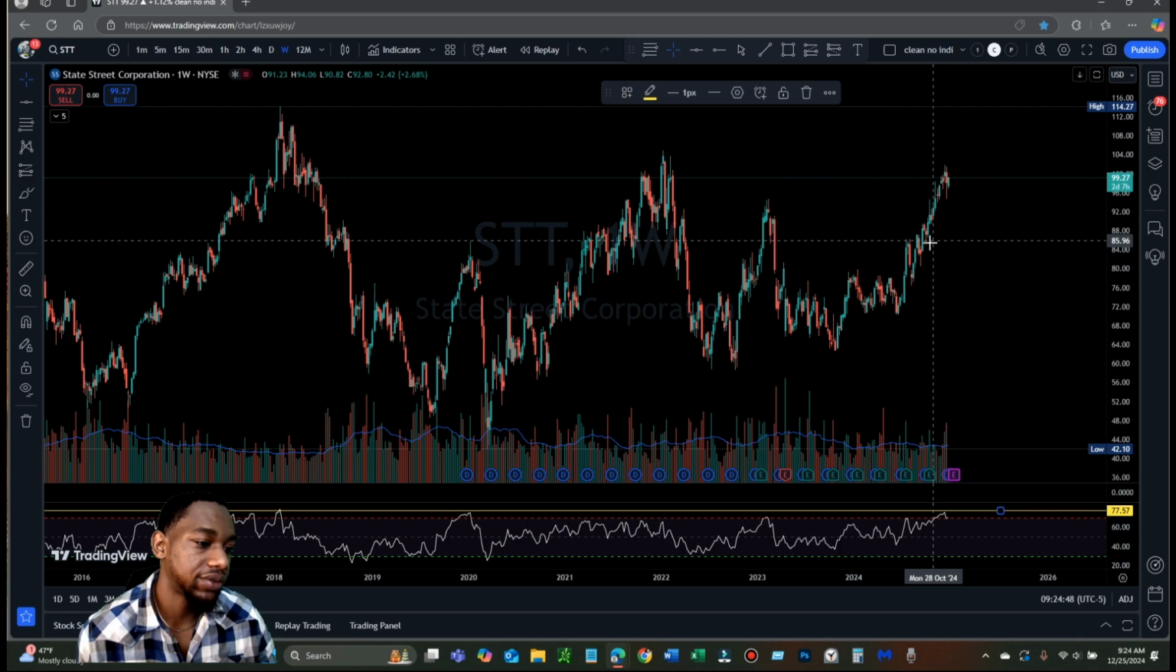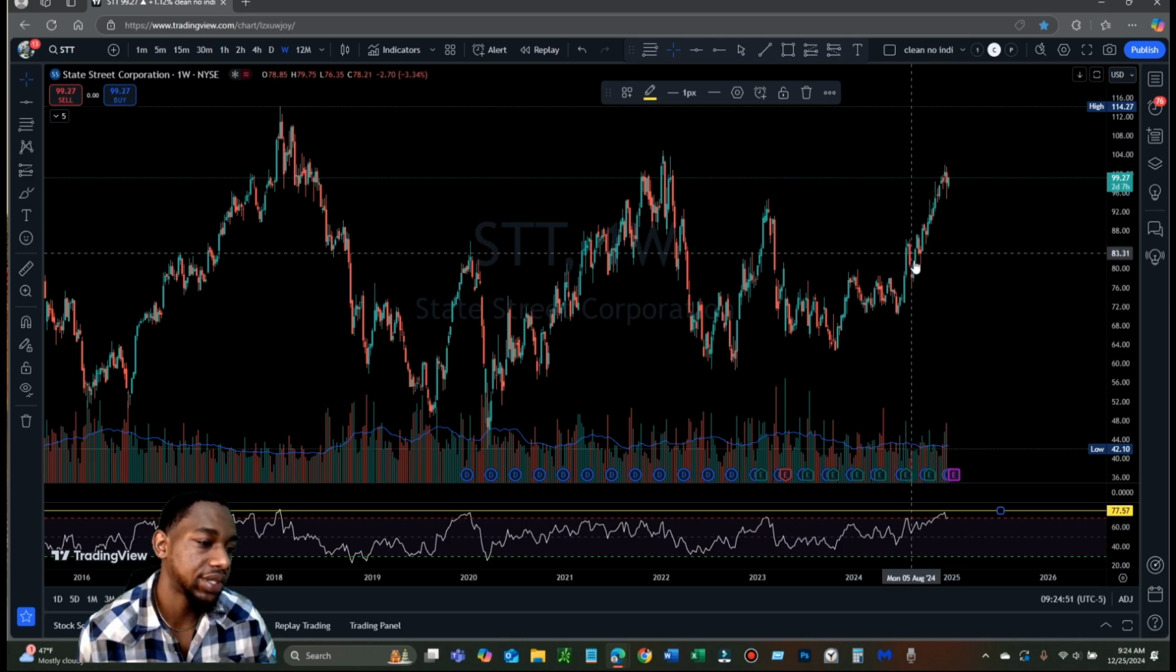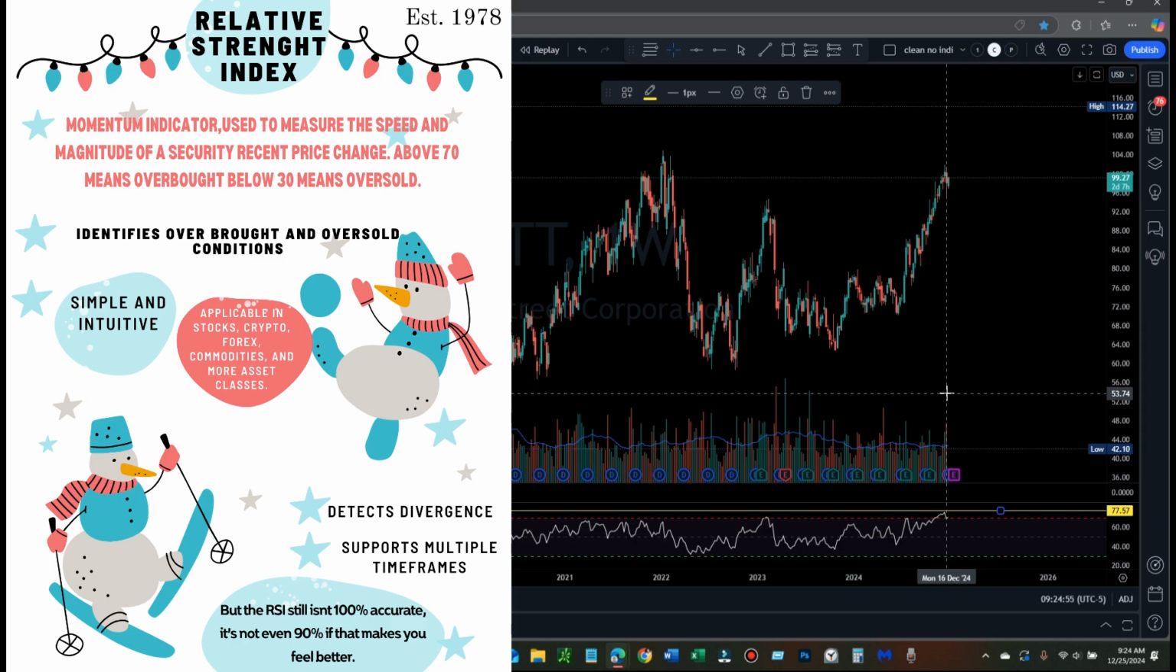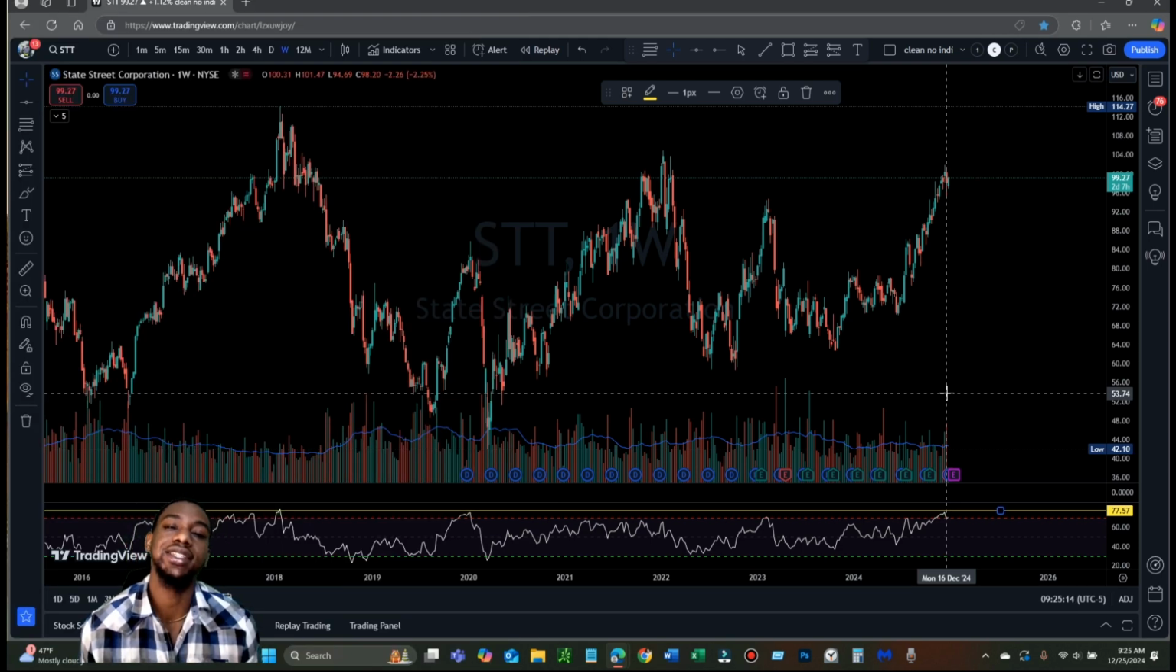Every time it gets above 70, it's not 100%. It went down, it went back up. It identifies overbought and oversold conditions. It's simple and intuitive. It's applicable in stocks, crypto, forex, and commodities, and many more asset classes. It detects divergence and supports multiple time frames. But the RSI still isn't 100% accurate. It's not even 90% accurate. So if that makes you feel better, let's go ahead and get into it, man.